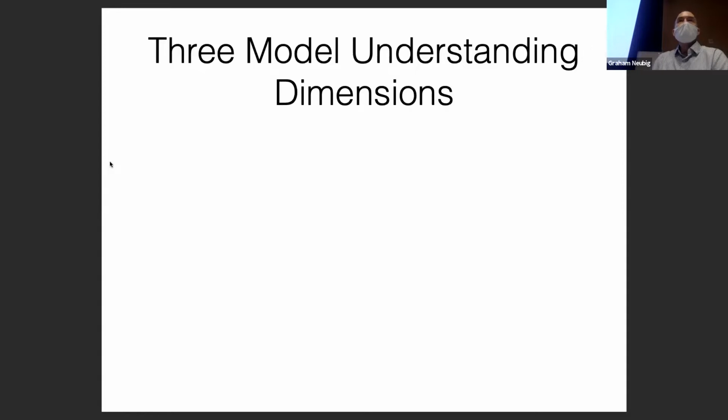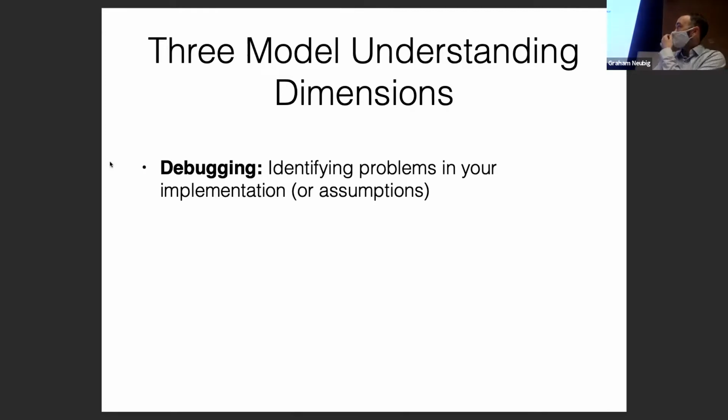So I'm going to talk specifically about 3 dimensions of model understanding, or understanding of the behavior of the experiments that you're running. And specifically, the first one is debugging. And this is identifying problems in your implementation or assumptions. So in other words, debugging things where the underlying model that you implemented is doing something different than you thought.